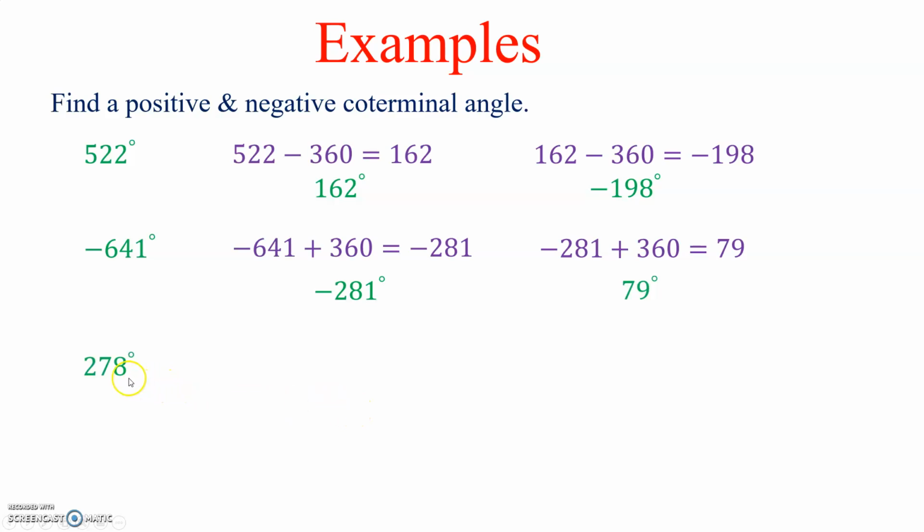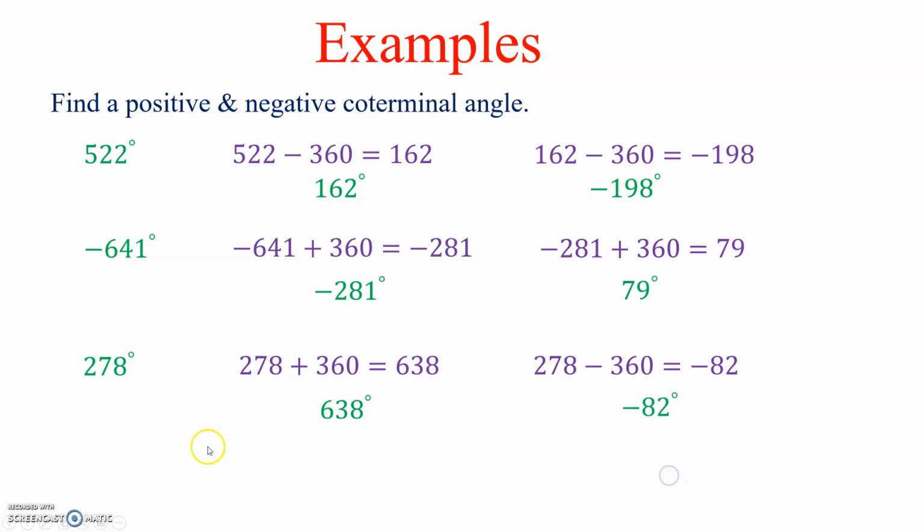One more, 278. Now this is a unique one here. With 278, if I add 360, it will give me my positive. And if I go back to the 278 and subtract, then it gives me my negative. So here you have to consider, where am I starting and what's the most efficient way to get to where I need to get.